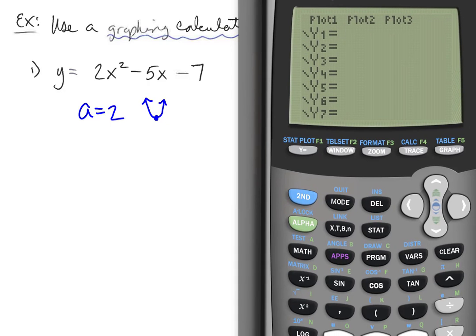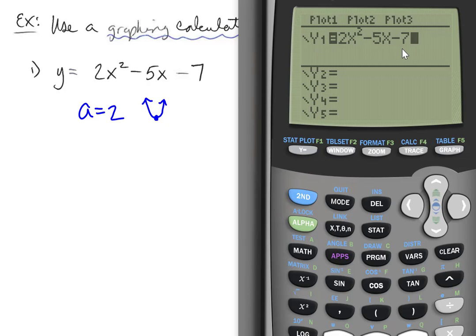So we have 2 and then x squared, using all the typical buttons we're used to on a graphing calculator, minus 5x, and then minus 7, so that we now have our function typed in the y1 equation editor window. Now, you may be used to using a table or a graph.